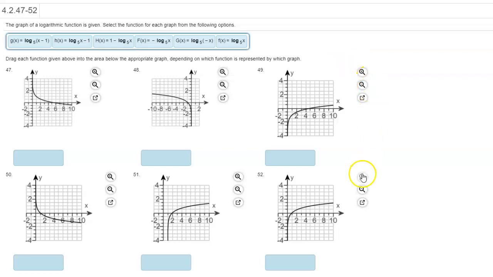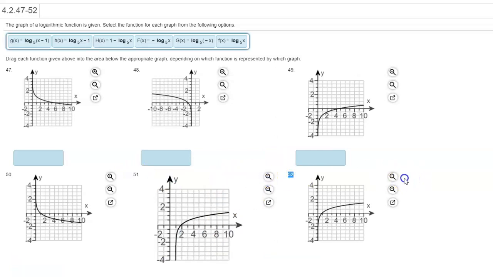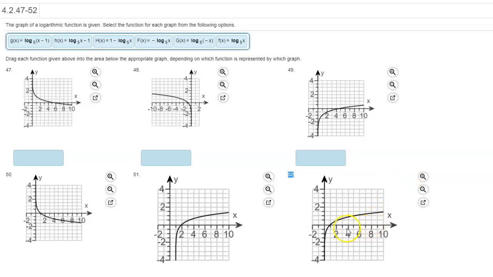51, 49, or 52. So log base 5 of 5 would be 1. So when I plug in 5, my output's going to be 1. So if you look through here, we're going to have 51 as a choice and 52 as a choice. And it's kind of hard to see if you click and make them a little bigger. Both of these, if I plug in 5, this one's not quite 1.